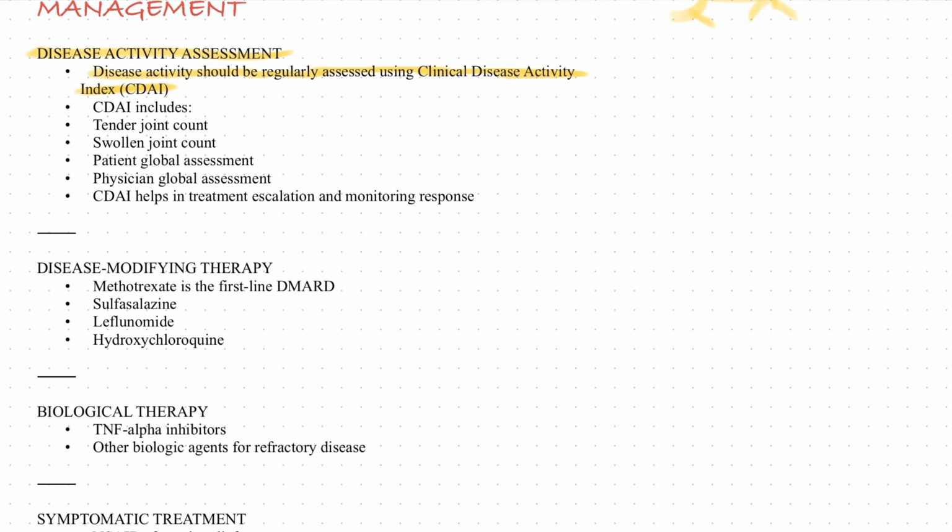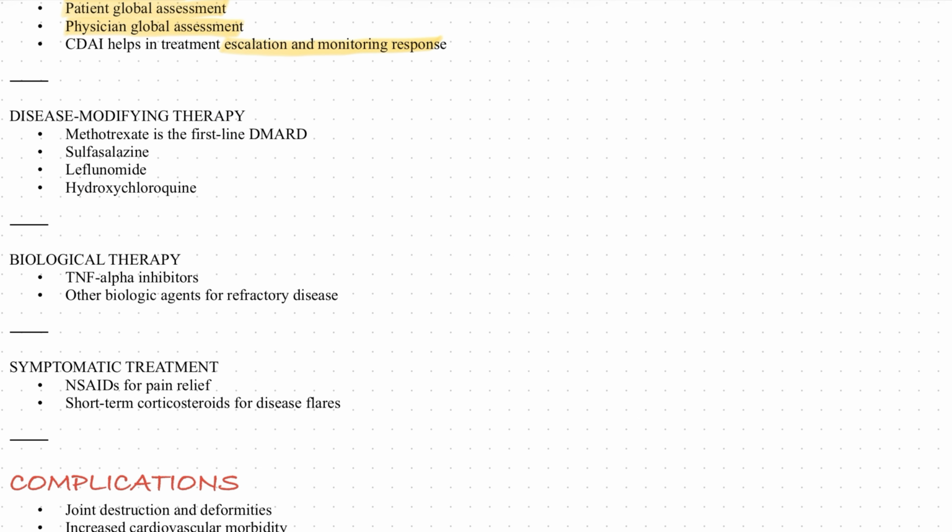It's an entrance question for theory, nothing more to write. It includes just, for curiosity, 4 to 5 points about this topic. If you want, you can skip this topic. CDAI includes tender joint count, swollen joint count, patient global assessment, physician global assessment. And the importance of the CDAI is that it helps in treatment escalation and monitoring responses.